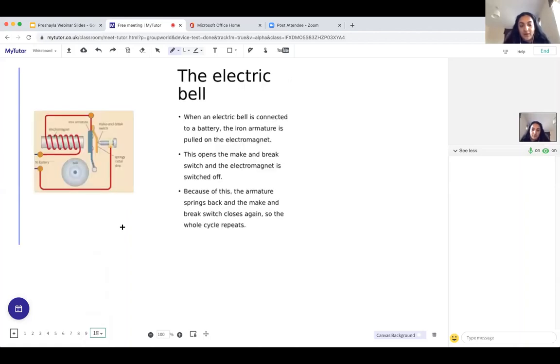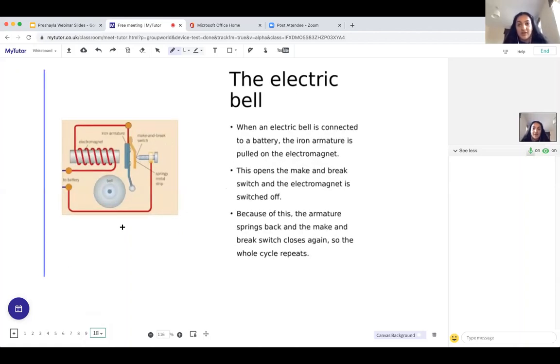Okay, another application, and this is probably the most common, is the electric bell. Here you can see you've got a battery connected to an electromagnet. Remember, an electromagnet is a solenoid wrapped around an iron core. That then goes to an iron armature. Now, iron armature is just a posh word for the thing that hits the bell. Then there's a make and break switch, which is going to action the armature, and a springy metal strip.